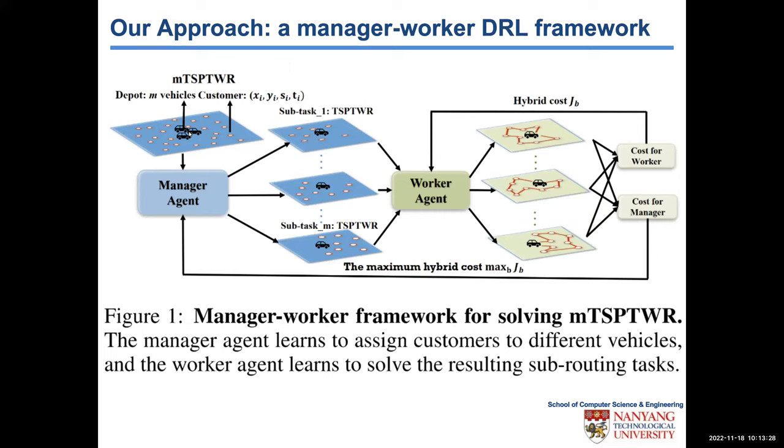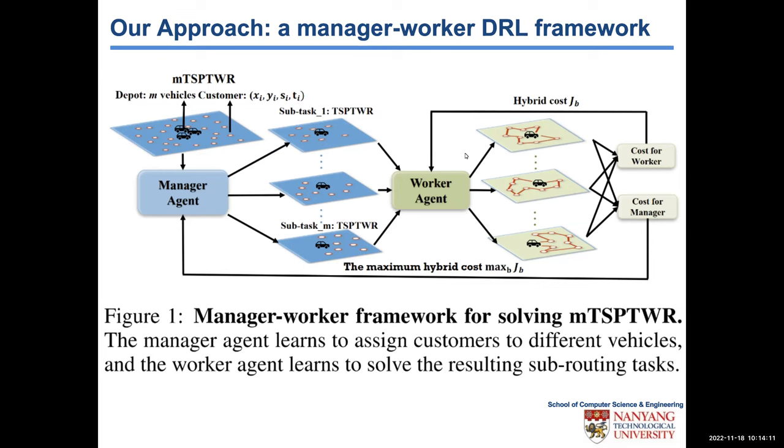So we have an instance and we have multiple vehicles, which are the salesmen. And then the manager agent will assign customers to different vehicles or salesmen. Then each subproblem will be passed to the worker agent, and the worker agent will work out the exact tour for each salesman for each subproblem. This is the final solution, and we can calculate the hybrid loss, which is the min-max loss, for training our two agents. So this is actually the framework of our DRL framework.